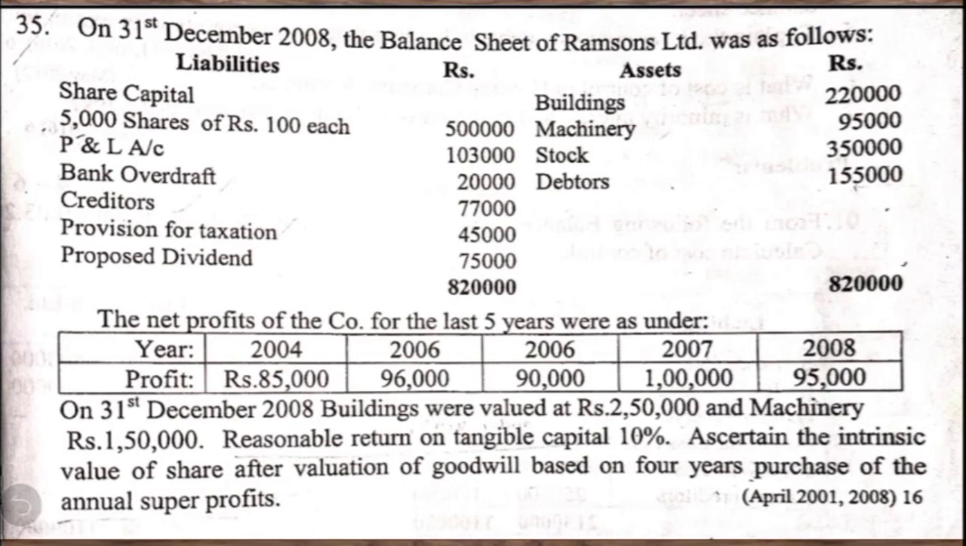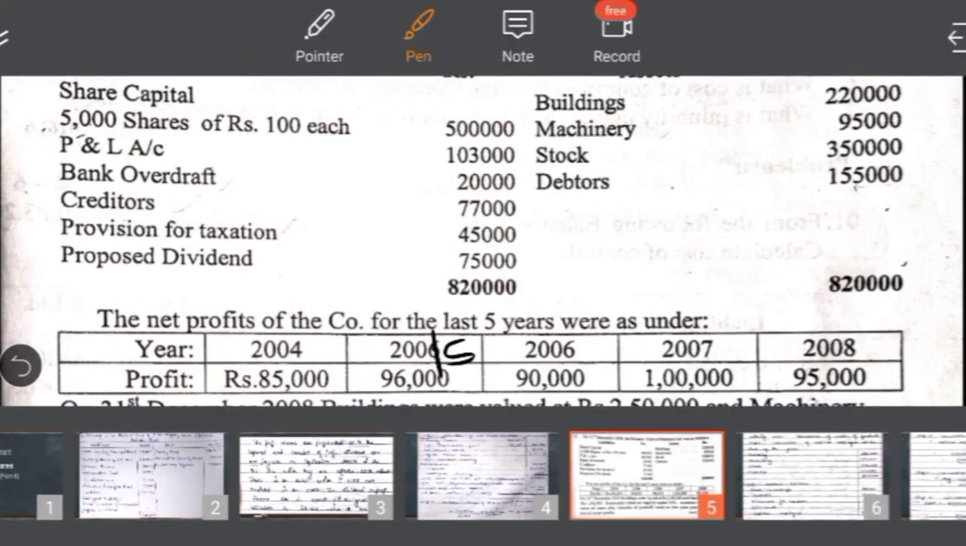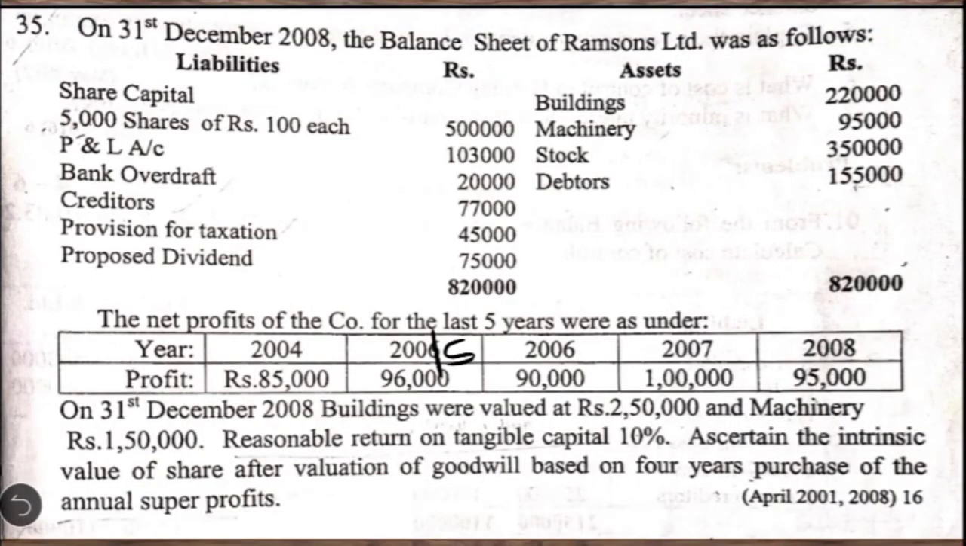Then in the paragraph it is given the net profits of the company for the last 5 years were as under. They have given the profits for 2004, 2005, this must be 2005, okay, not 6. 2005, 2006, 2007 and 2008. On 31st December 2008, that is the current year, buildings were valued at 2,50,000, machinery at 1,50,000. Reasonable return on tangible capital is 10%. Ascertain the intrinsic value of share after valuation of goodwill based on 4 years purchase of annual super profits.